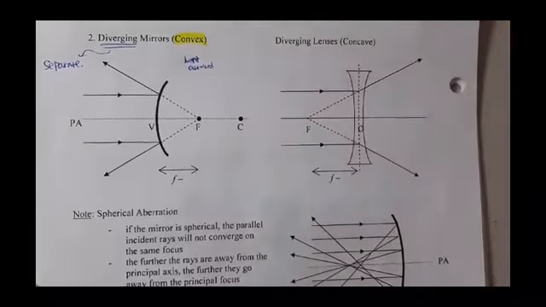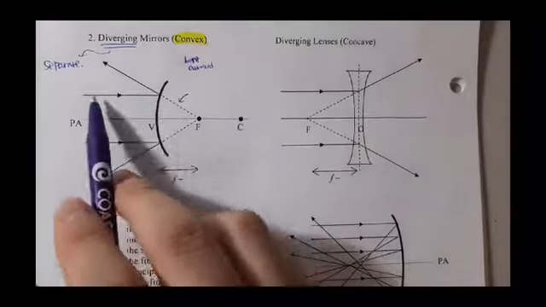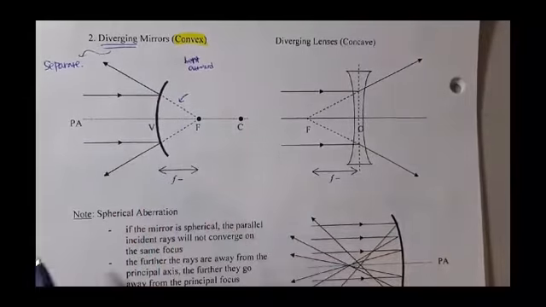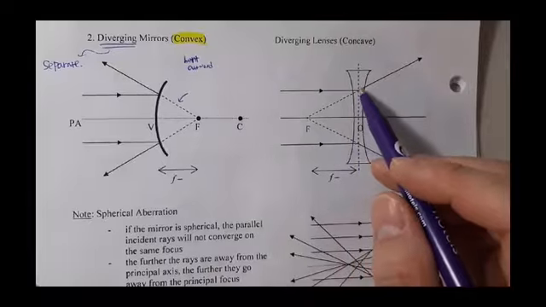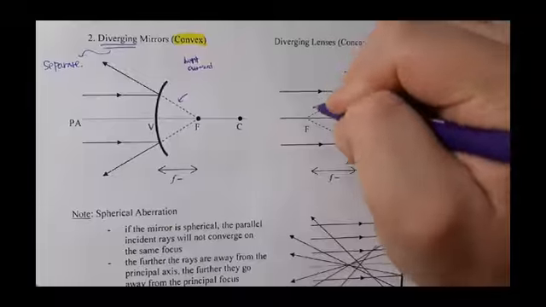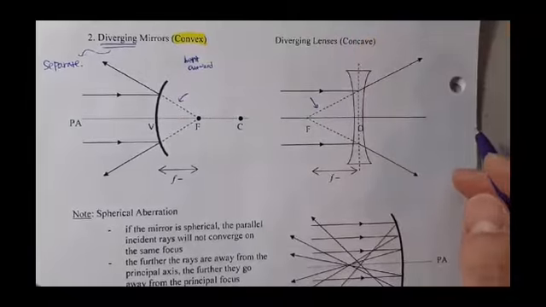When it comes to a diverging situation, focus on the dotted line. It does go through the focal point, but the dotted line is the one you need to have in mind. Same thing for the lenses. The ray goes away, but the dotted line goes towards the focal point. So that's something you may want to keep in mind.